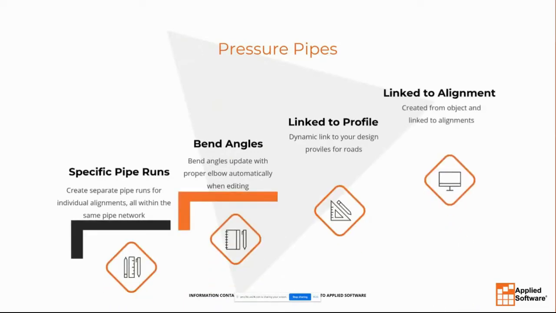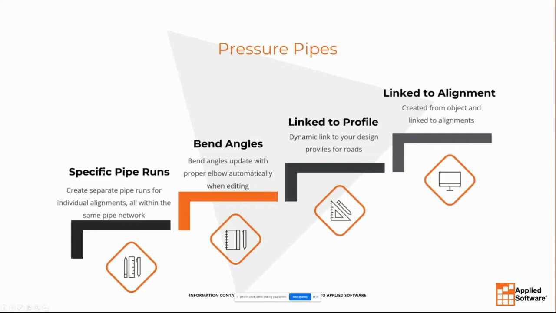So changes that we see coming to pressure pipes this year in 2021, we can establish specific pipe runs or create a separate pipe run for a different alignment or a different road, and it will all be part of the master pipe network within our project. We like to have all of our pressure pipes tied together, especially in water mains, so that we can calculate the proper flow and proper sizing, but we still want to be able to look at them separately in alignments and design them separately that way.